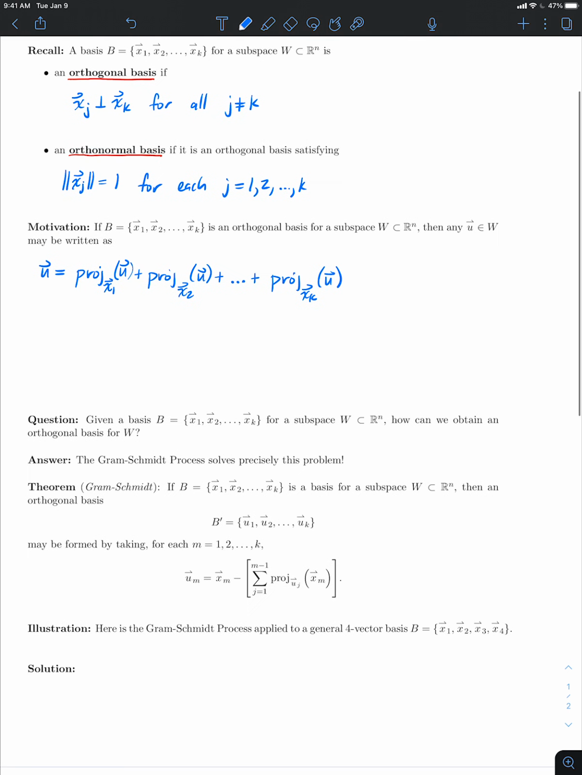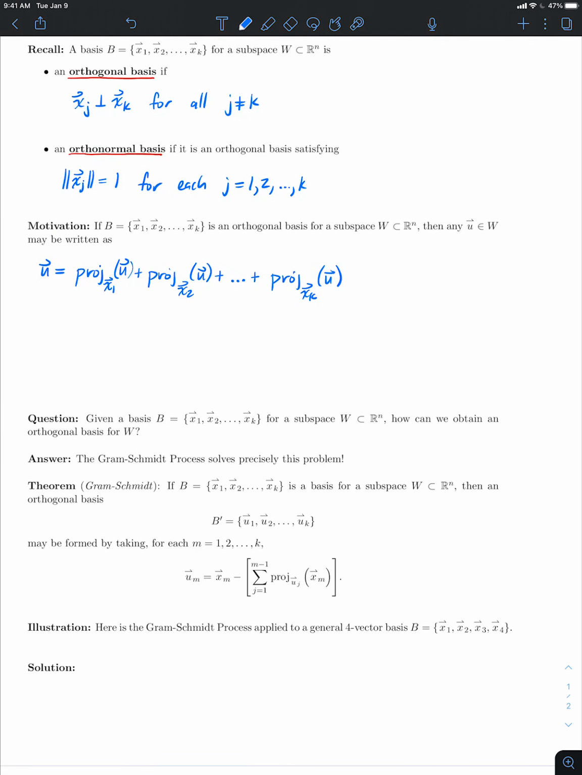And before I go any further, you can't do this if you don't assume that the basis B is orthogonal. This statement is false if you only assume that B is a basis. If B is just a basis and you don't know anything else, that's not enough to write this down. But if you do know that B is an orthogonal basis, then you can write this down.